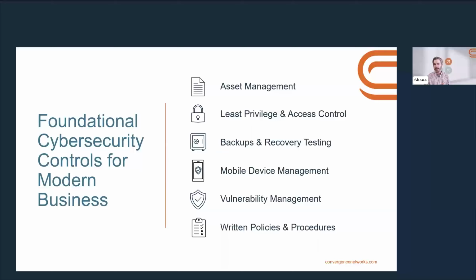Least privilege and access control. So limiting access to only what's necessary. If an attacker gets in, then their damage potential is going to depend on what they can reach. So least privilege, where employees only have the minimum access needed to do their jobs. And also important is that you're performing regular access reviews.